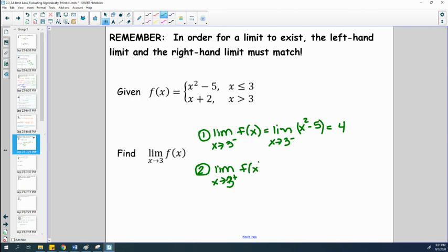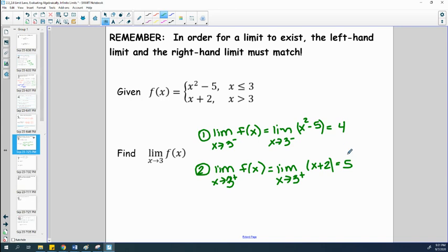Again, we're going to look at our piecewise function. If x is coming from 3 from the right, that means that the values of x are going to be greater than 3. So in this case, we're going to use the bottom function. So I can replace the f of x with the actual function I'm going to use. So the limit as x approaches 3 from the right of x plus 2, since that's the function that has x values greater than 3. Again, we're going to just plug that in using direct substitution. So plug 3 in, 3 plus 2, that's going to give us 5.